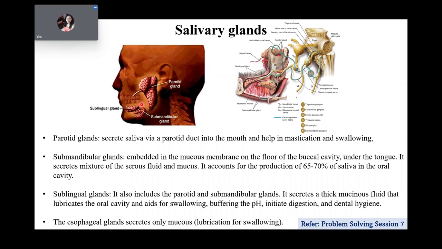Moving on from salivary glands, you have the esophagus. So the esophageal glands also secrete mucus, because the main function of esophagus is to pass down the food via peristalsis. So they secrete mucus that enables lubrication during swallowing. The next glands are gastric glands. So these glands are present in the stomach, generally in the mucosal layers.